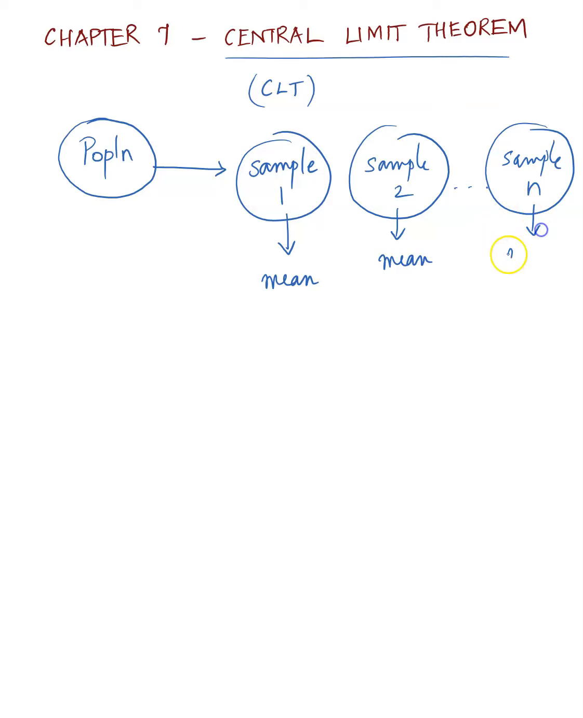Hello class, welcome to chapter 7. We talk about the central limit theorem. The central limit theorem has a shortcut, we call it CLT.